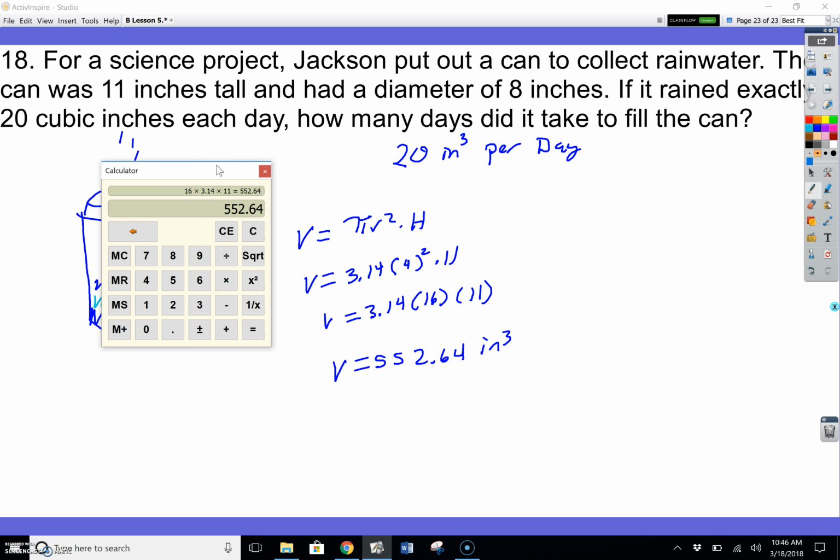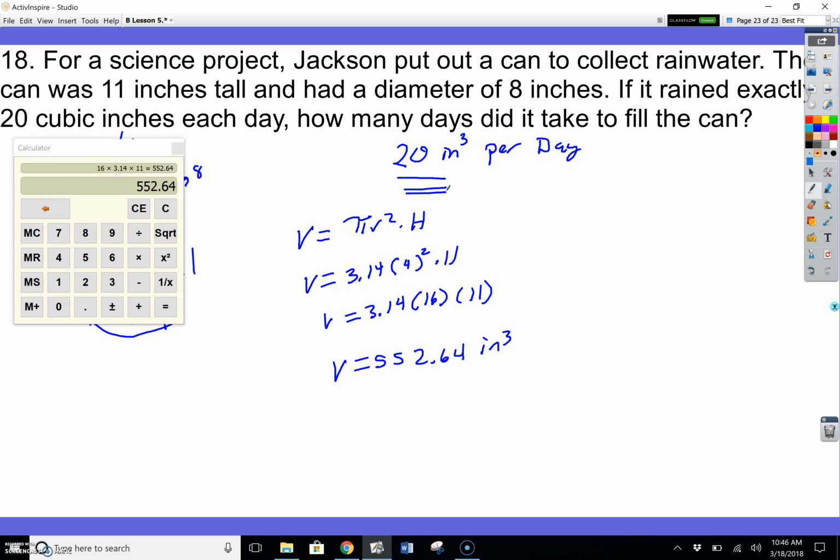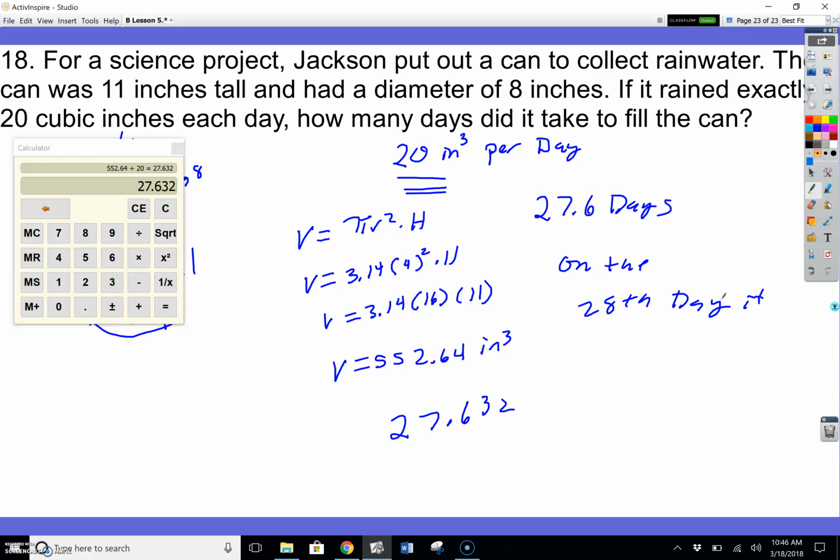cubic inches. Now what it's saying is it's going to be raining 20 inches per day. So how many days will it take to fill up 552.64? So all we're going to do is divide this by 20, and that means I will get something of 27.632. So there's a few ways you can answer this. You could say 27.6 days. You can say on the 28th day, it will be full. Any one of these answers I would accept, okay?